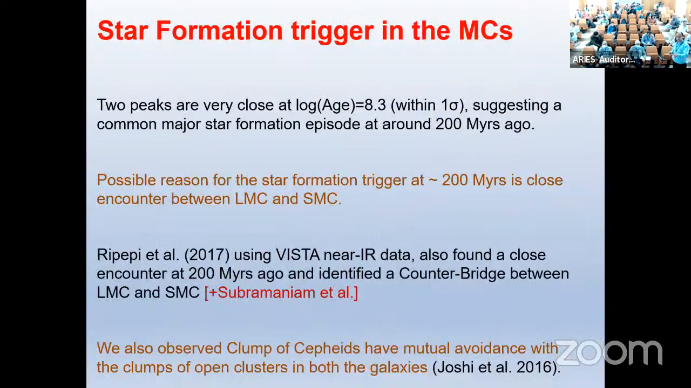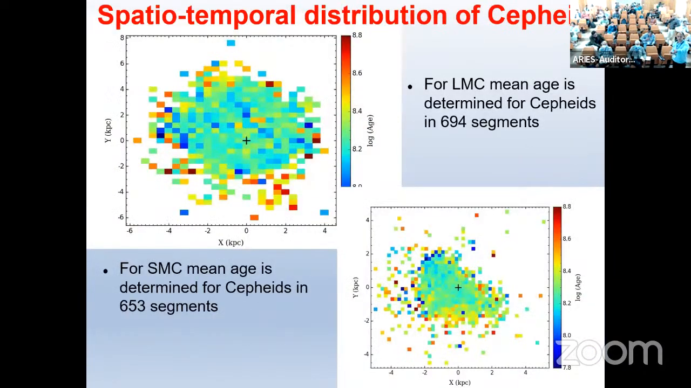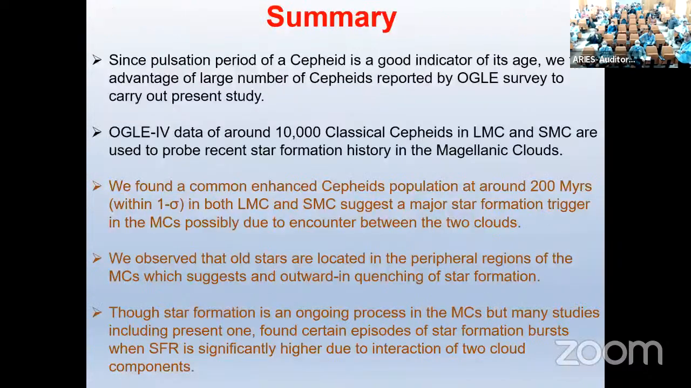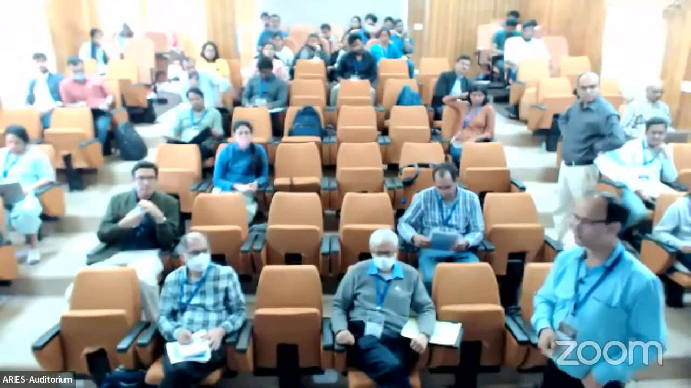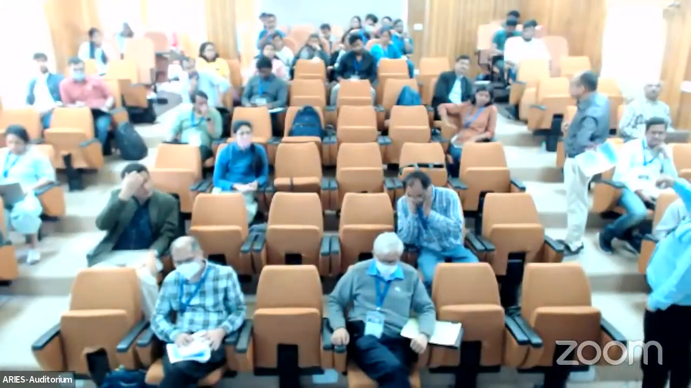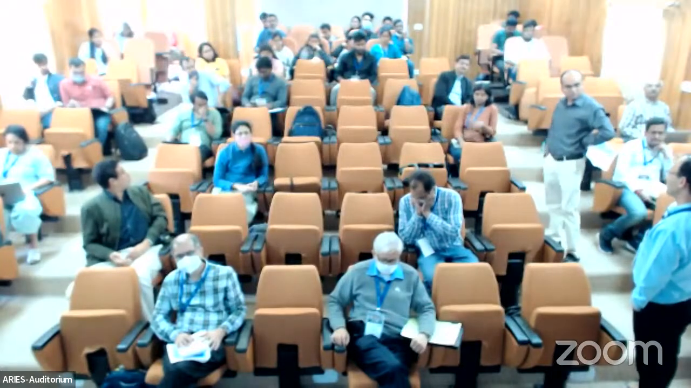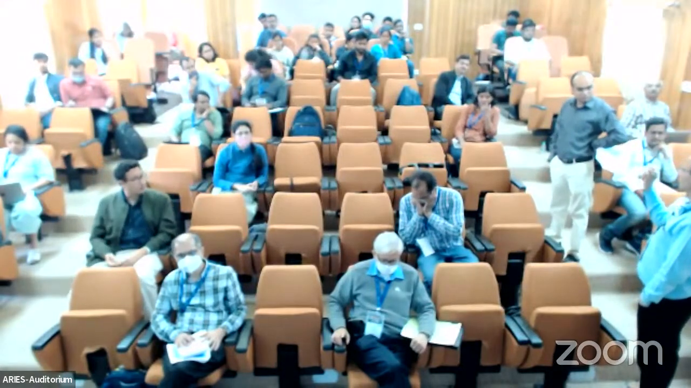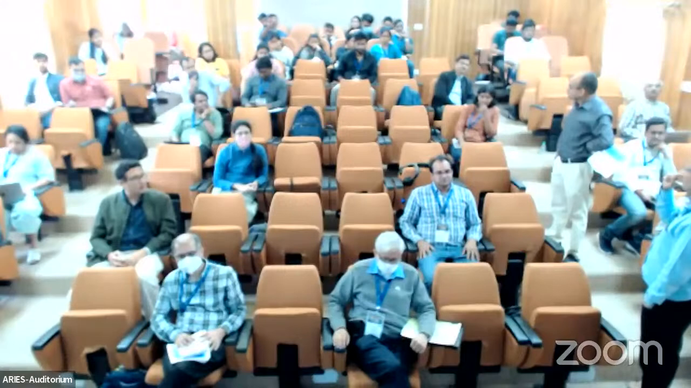You are talking about here, right? The other distribution plot. Okay. So you are saying that when we draw the age distribution, what do we have to account for?